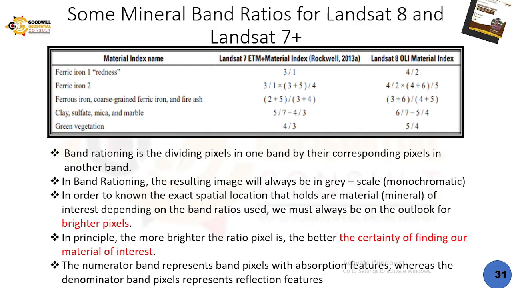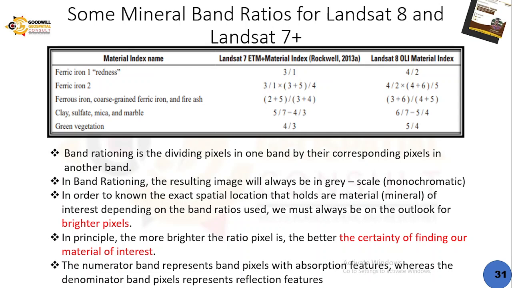Now let's look at some mineral band ratios for Landsat 8. To map ferric ions, that's redness, in Landsat 7 Enhanced Thematic Mapper Plus, we use band 3 over band 1. For band 3 over band 1, we check the bright pixels. But that is different for Landsat 8 because its wavelength of operation is different from that of Landsat 7, as discussed earlier.